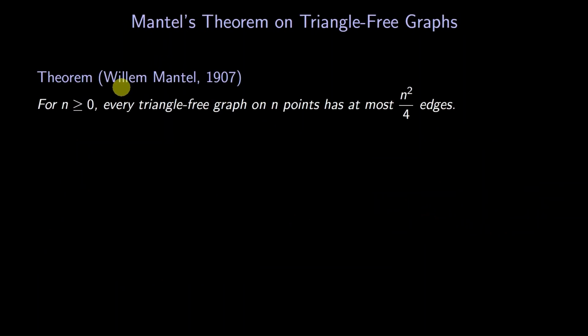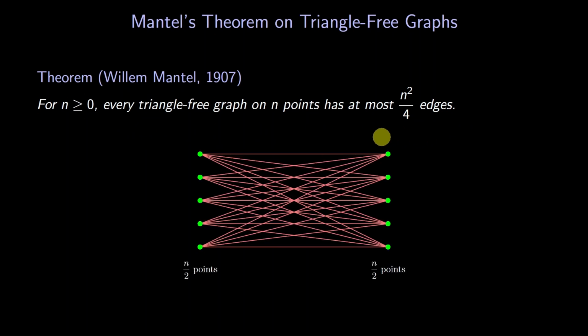More than 100 years ago, Mantel, a Dutch mathematician, posed and solved this problem. He showed that every triangle-free graph on n points has at most n squared over 4 edges. This was the first non-trivial result in extremal graph theory. Next, I'll sketch one way to prove Mantel's theorem.